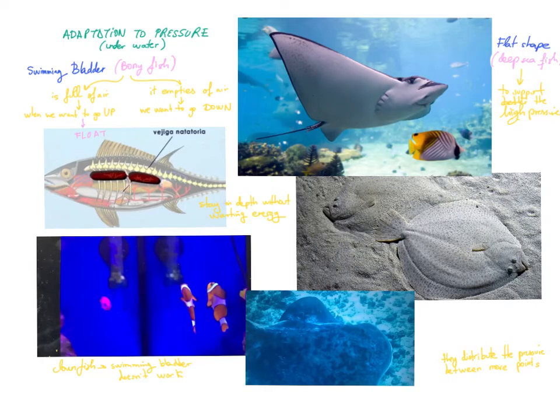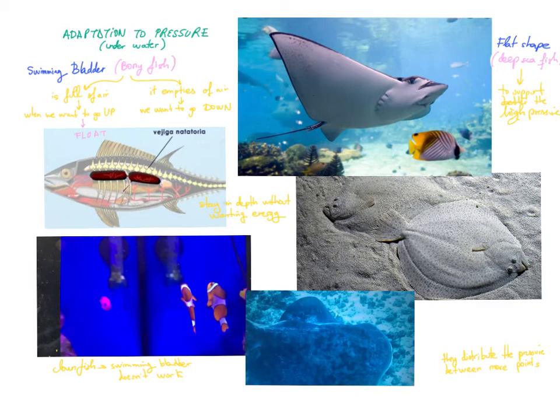The adaptation to pressure. Where can we find a strong increase in pressure? Okay, we find it underwater. As we go deeper in the ocean, the pressure increases a lot. We are going to talk about two adaptations, swimming bladder and flat shape. We find swimming bladder in bony fish. And how does this work?